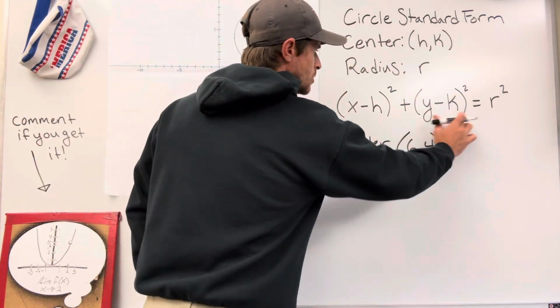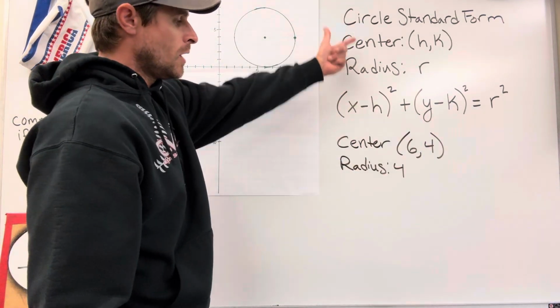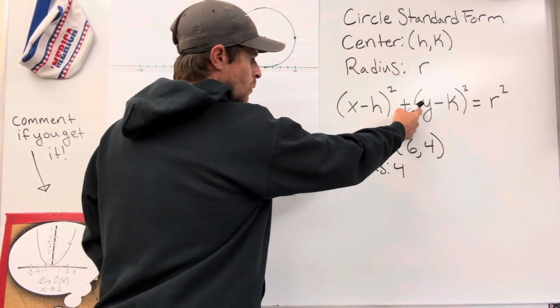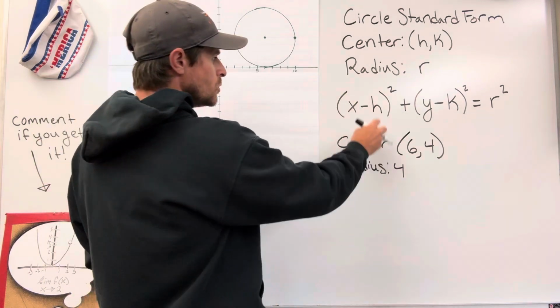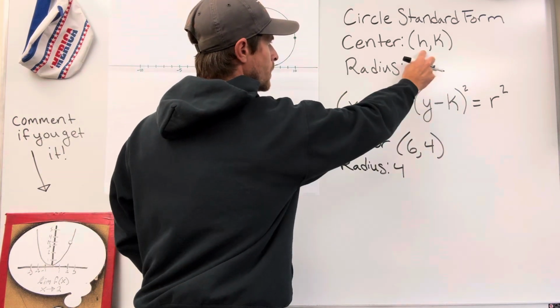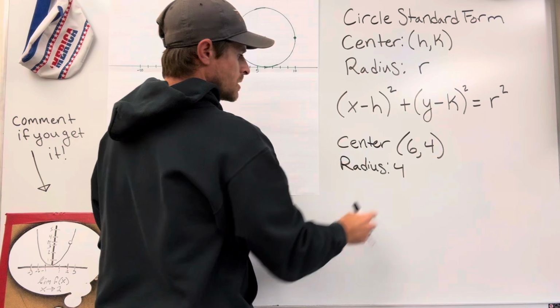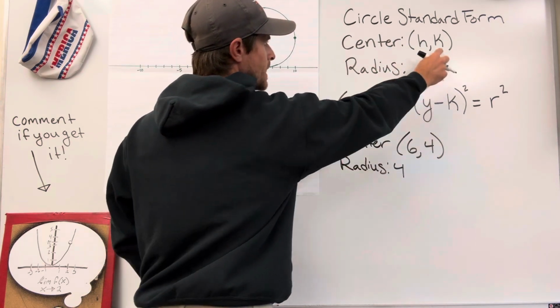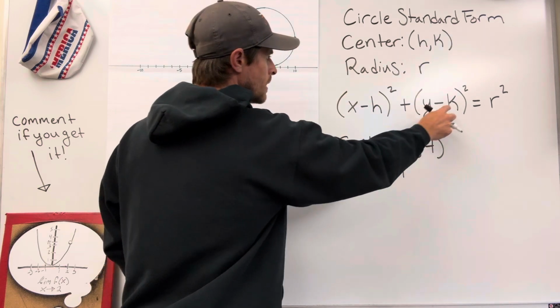So now that I have my radius and my center, all I have to do is plug the information into the standard form of a circle, and I'll have the equation I'm looking for. So we're not replacing x, we're not replacing y. We need to keep those x and y, but we do need to replace h and k with our center point. Our center point being (6, 4). So 6 is my h, 4 is my k. So I'm just going to put a 6 here and a 4 there.